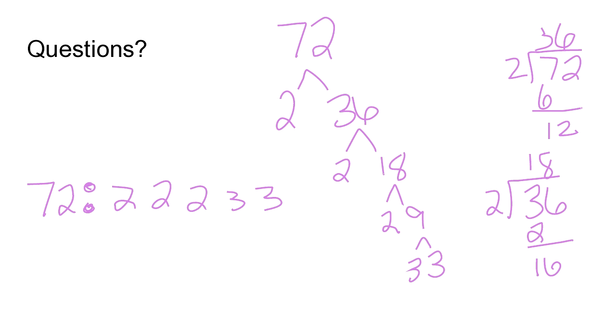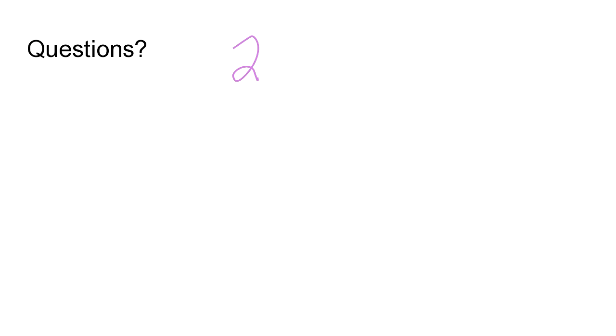Now let's try greatest common factor for 20 and 36. All right. So again, Ariel, why don't you take 36 this time? Melissa, you take 20. And you guys can go ahead and do your factor trees.